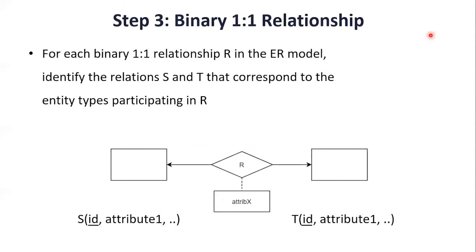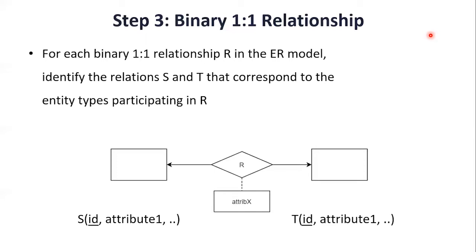Now the step 3. So after step 1 and 2, we have created relations for all the entity sets. Now what we are going to do is convert or map the relationships in the ER diagram into the relational model schema. So step 3, we are going to include binary one-to-one relationships. So when we say binary, that means only two entity sets participate in the relationship.